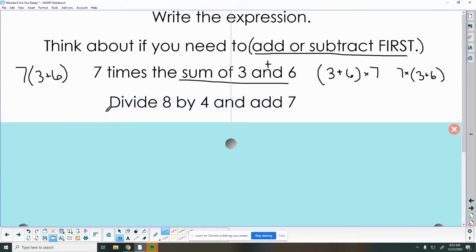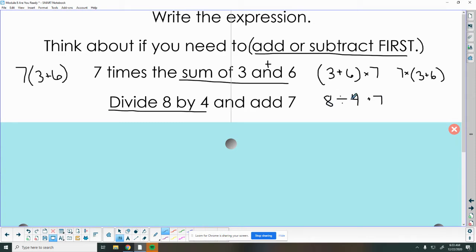Okay, our next one says to divide 8 by 4 and add 7. So I'm hearing first we're dividing 8 by 4. So go ahead and write that down. So we need to take 8 and divide it by 4, then add 7. So and add 7. We are doing 8 divided by 4 first.